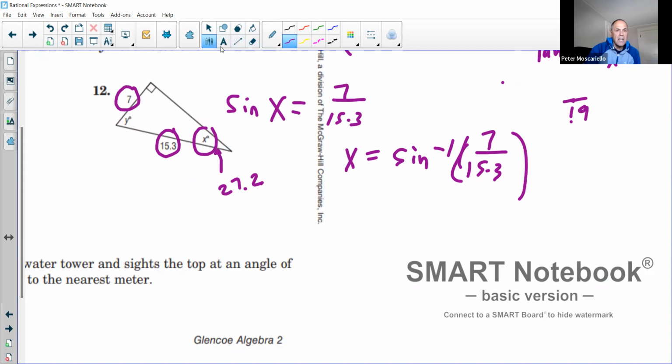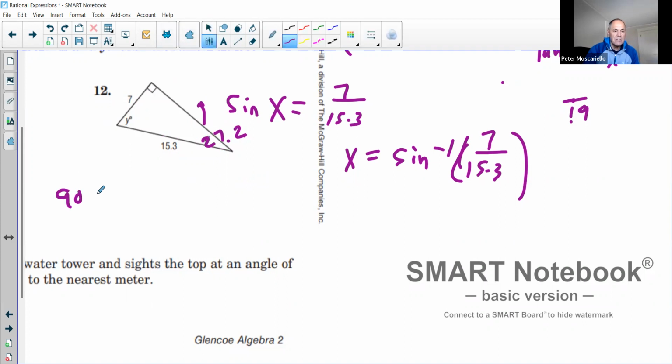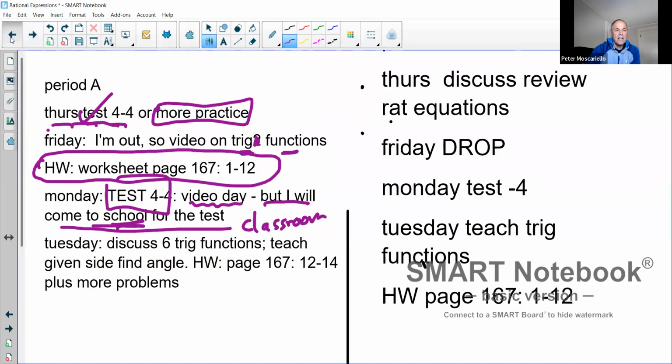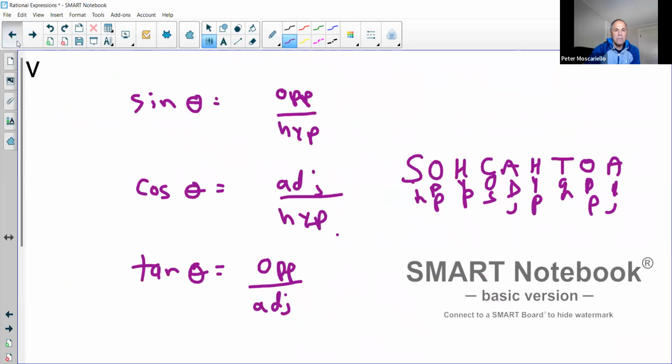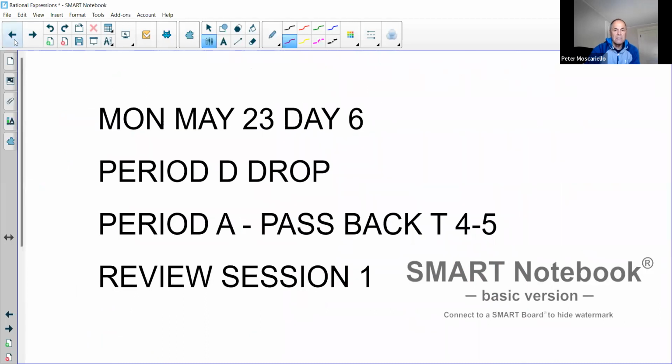Now to find the other angle, geometry again. If this is 27.2, I just do 90 minus 27.2. The two acute angles of a right triangle have to add up to 90. So what's that, 62.8? Yeah, you don't have to use trig for that one. That's it. All right, on to angle of elevation and depression. These are word problems, but to solve the word problem, you do what we just did.